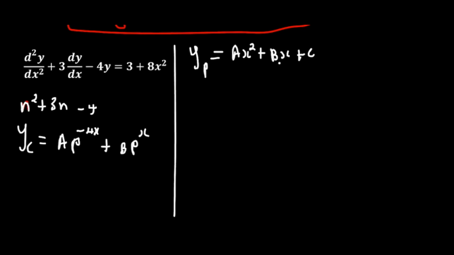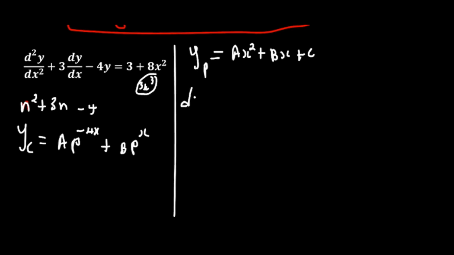So that is our particular solution. Now, this is the general formula of a quadratic equation. If in case there was no 3, then still we are going to have this. If we had just x squared, then still the particular solution will be ax squared plus bx plus c. If we had, let's say, 3x cubed, then our particular solution would be ax cubed plus bx squared plus cx plus d, and so on.